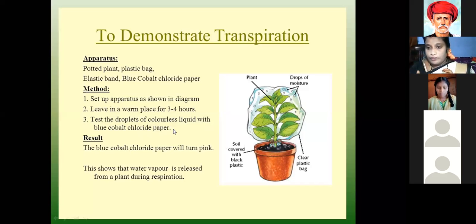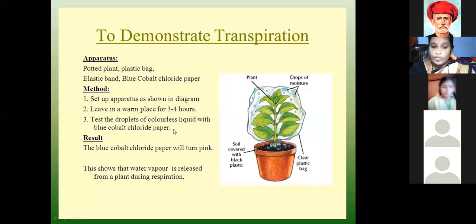After 3 to 4 hours, we will see what changes occur in this experiment. Inside the cover, the potted plant will form droplets. The droplets are the water vapor. The blue cobalt chloride paper we kept inside will turn pink. Why? Because sunlight falls on the plant, but we covered the plant with plastic, so inside the plastic cover it forms water vapor.